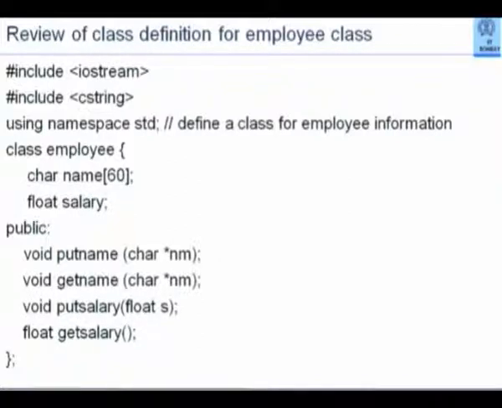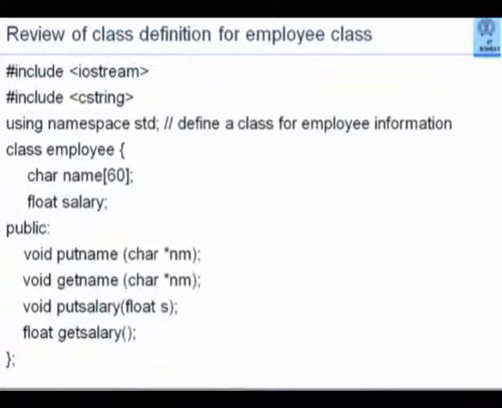In this particular case, under consideration, we had defined this class employee with the name as one data element, which is a character array of 60 characters, and a salary as a floating point value. Then we had defined 4 public member functions. These 4 public member functions are put name, get name, put salary, and get salary. The first one changes values of the data member element.